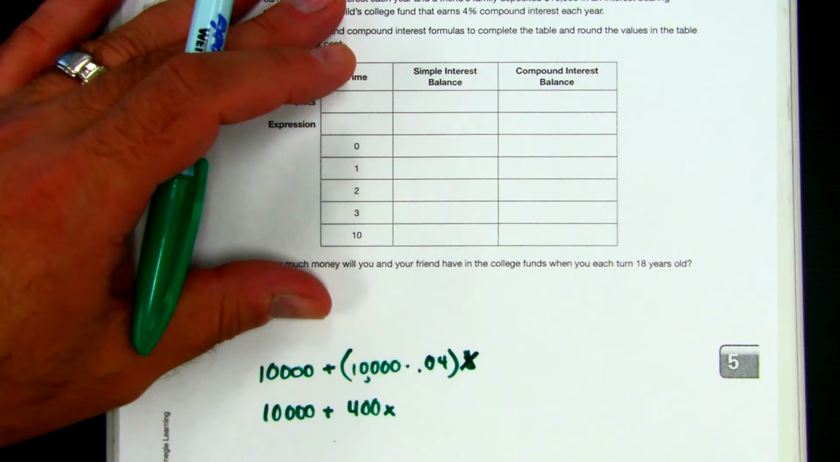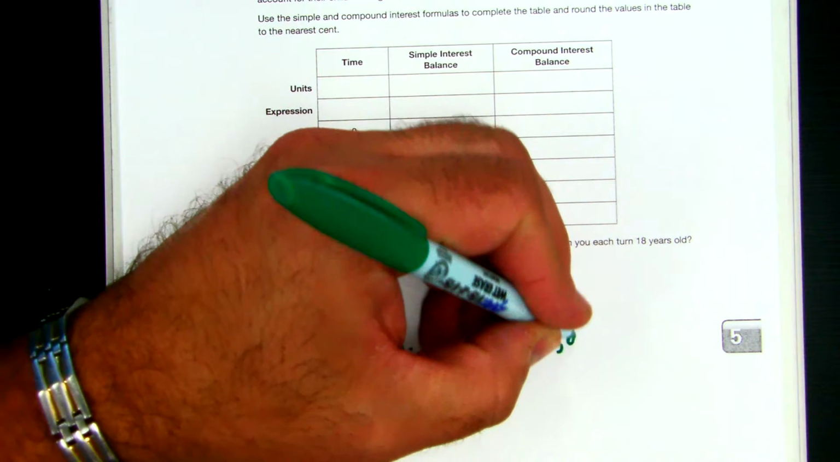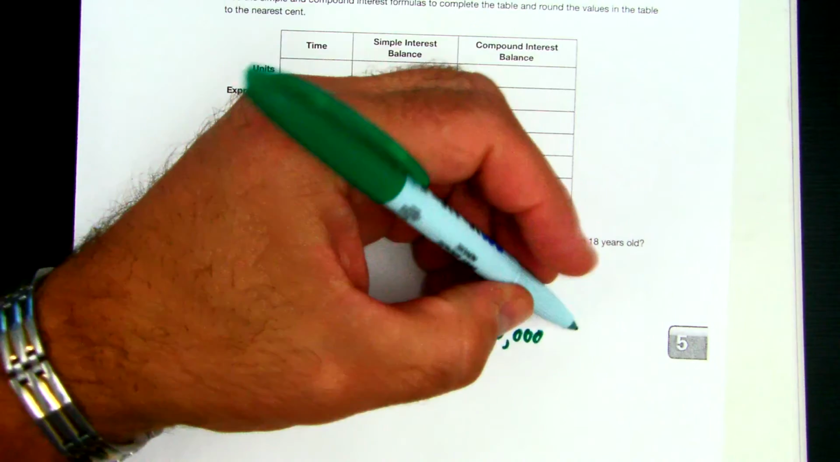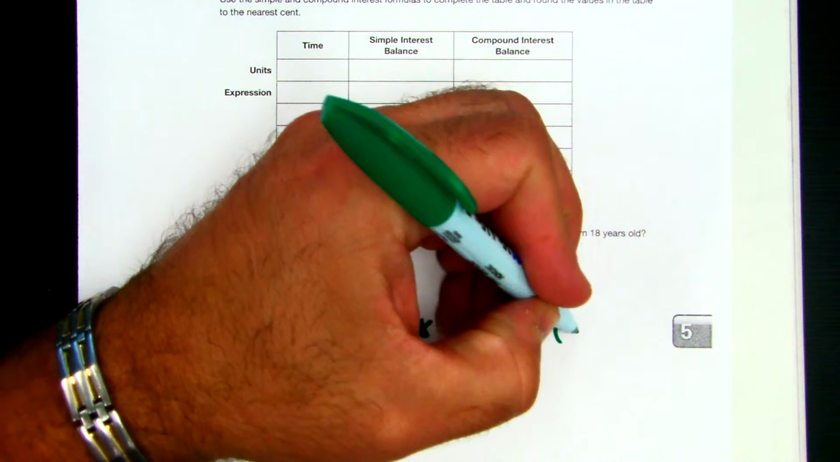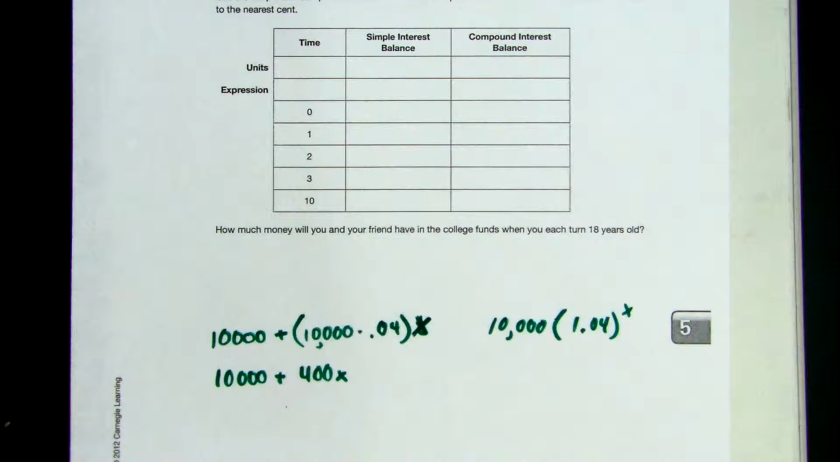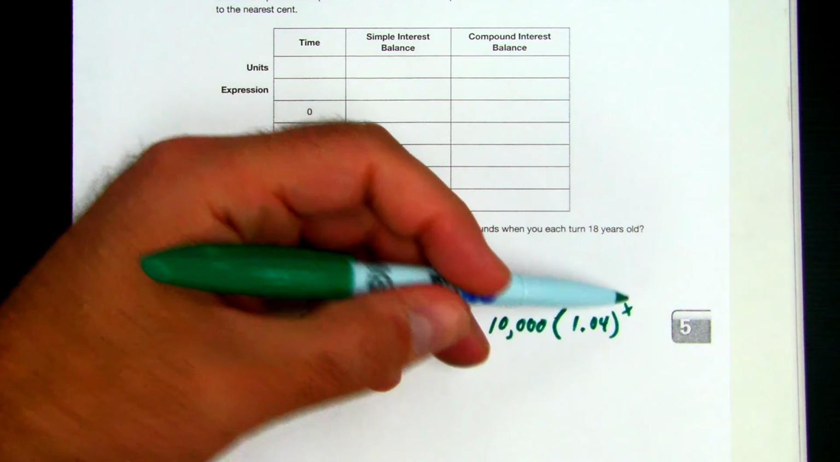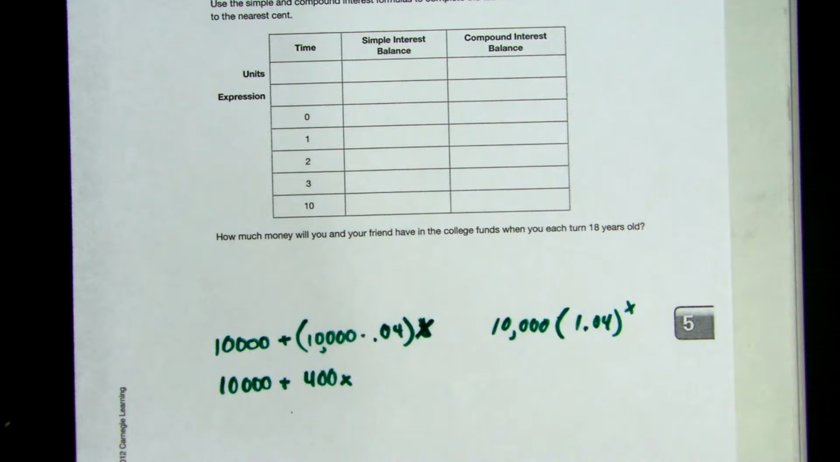Compound interest is done very similar. It's the initial amount times 1 plus the rate. So this one's 1.04, and then it's raised to the x power. So that's your second expression. And again, using your scientific calculator, you put in the number, and it gives you the answer. And you do it for 0, 1, 2, 3, and 10.